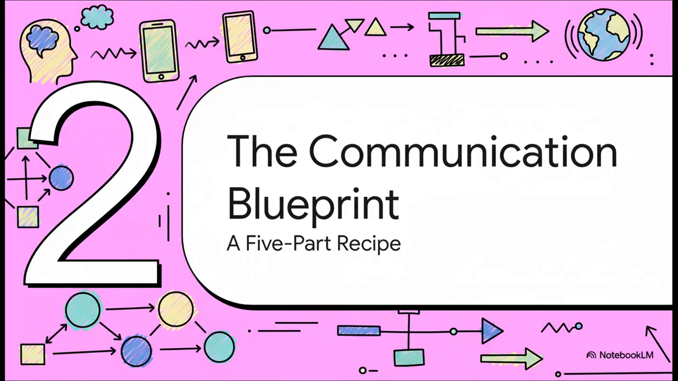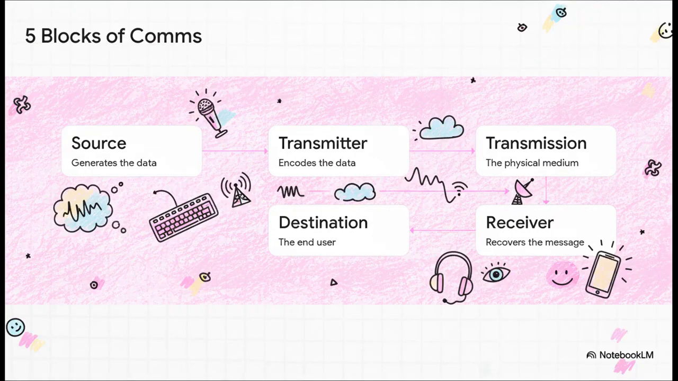So how do you actually build a system that can do that? Well, it turns out that pretty much every communication system you can think of, from an ancient smoke signal to the entire global internet, is built from the exact same 5 basic building blocks, kind of like Lego. Let's take a look at what they are. And here they are: the source, the transmitter, the transmission system, the receiver, and the destination. Seriously, just 5 parts. Think of this as the universal recipe for sending any message anywhere.